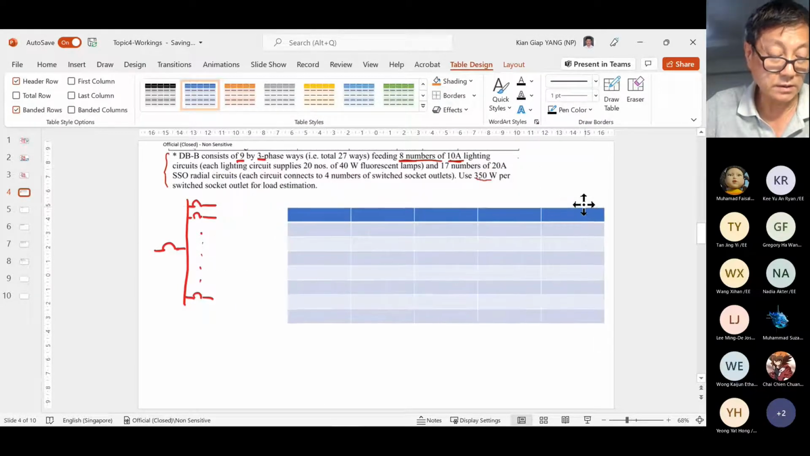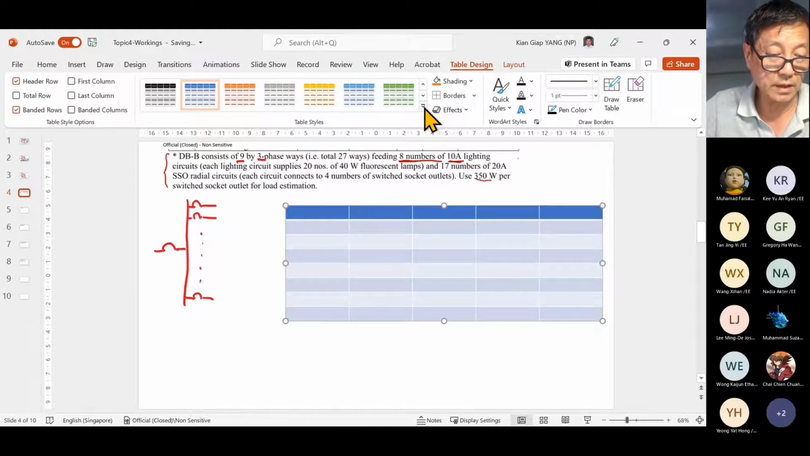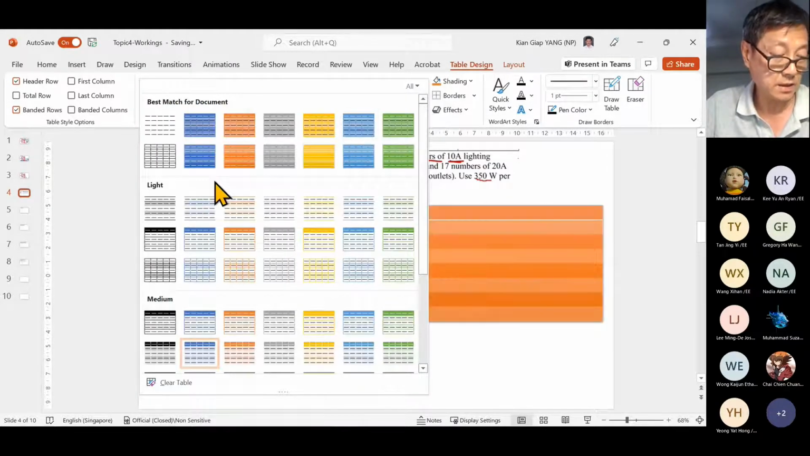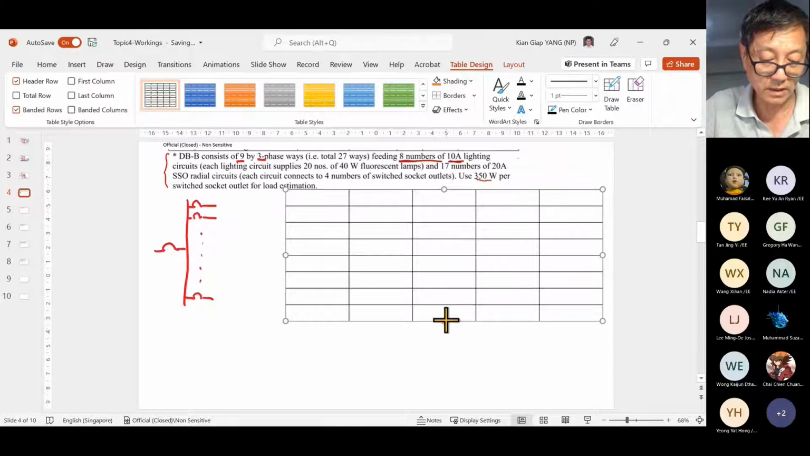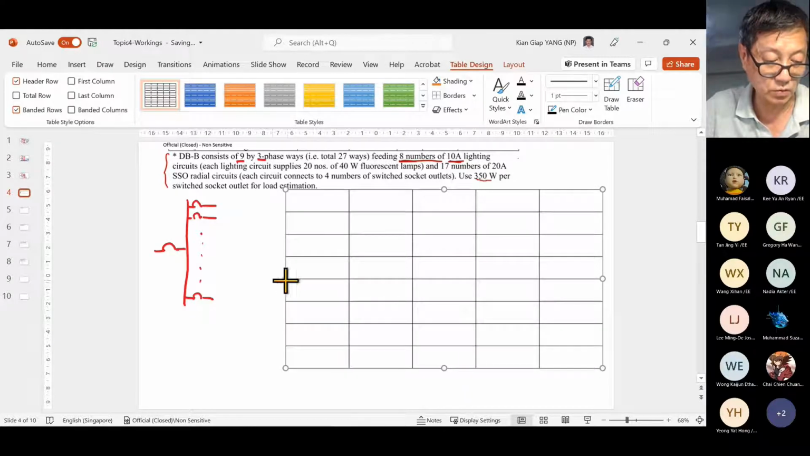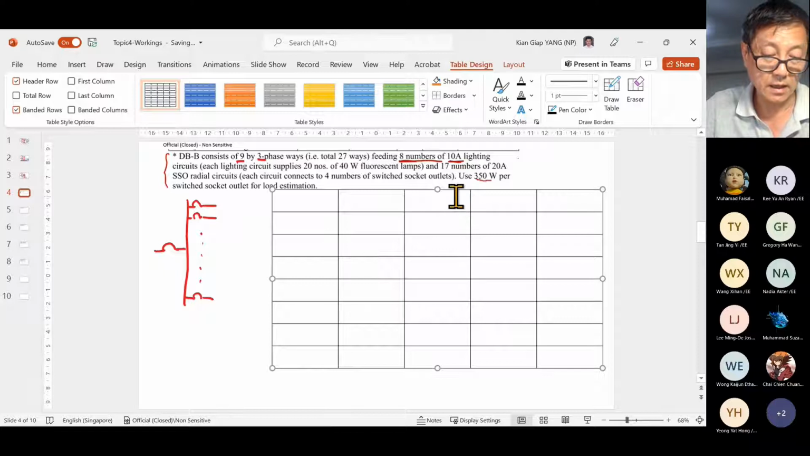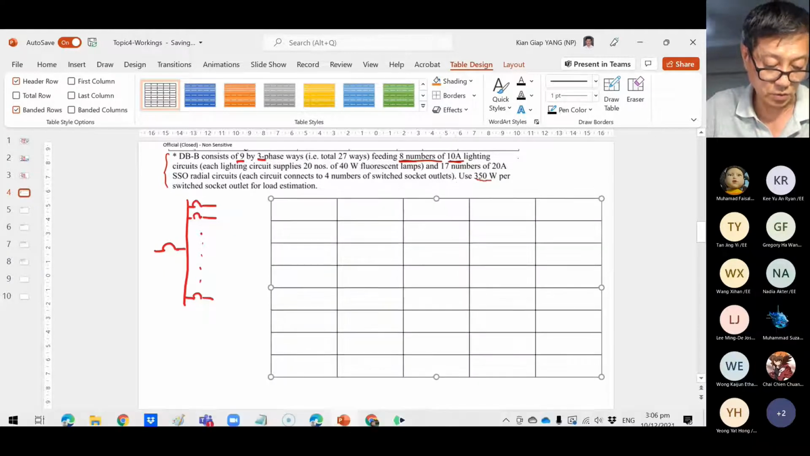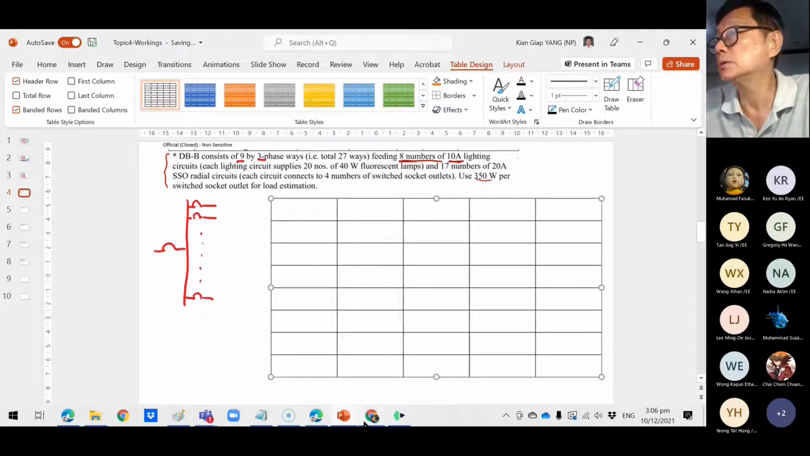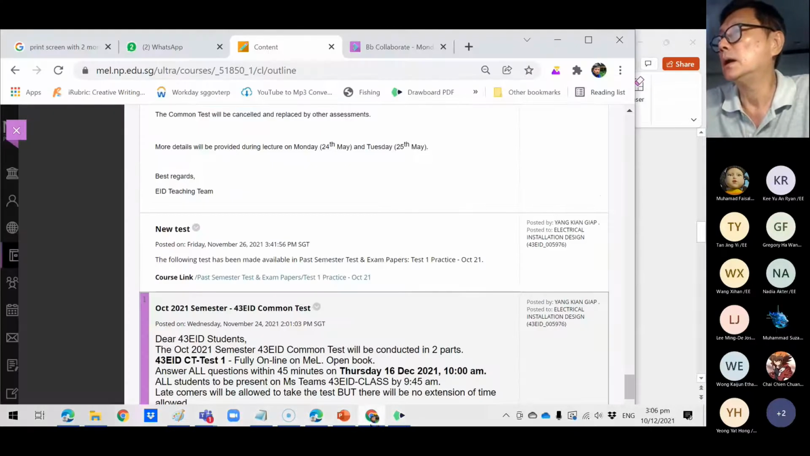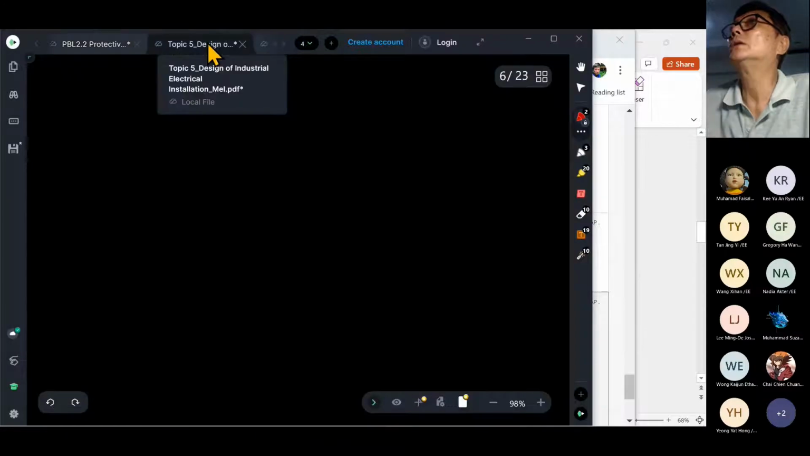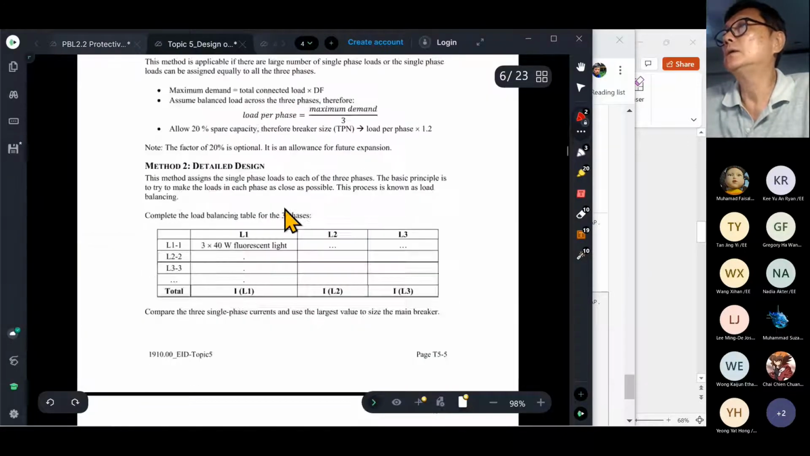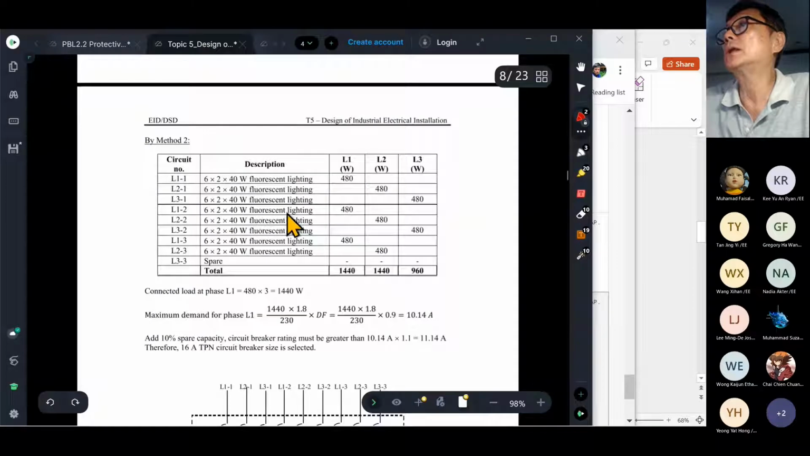Now, this is the time I want you all to make use of the notes. In the lecture notes, you always draw tables like this. So you must master the idea of how to draw tables like this. I'm going to show you in the lecture notes. If I go to this one, you see that we draw a lot of tables all the time. Can you see?